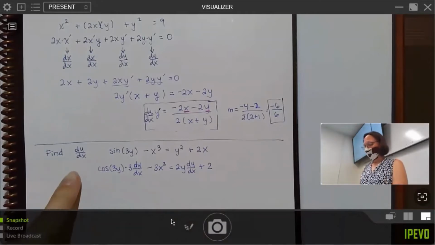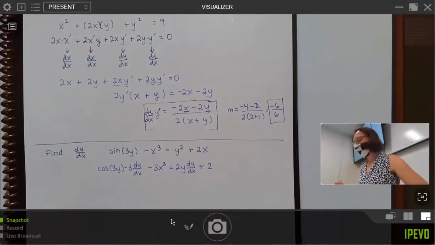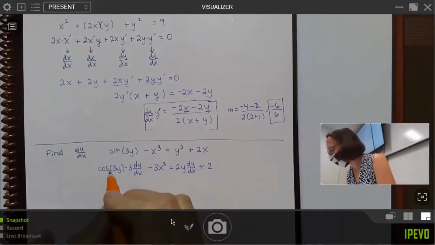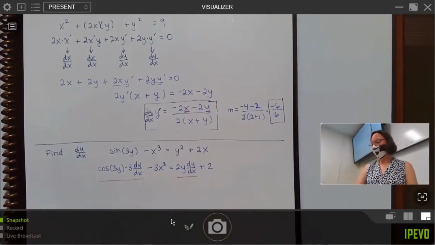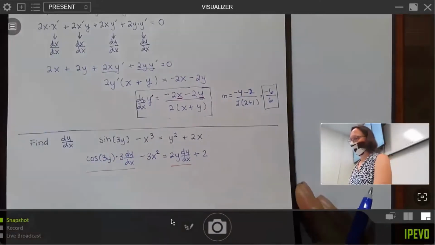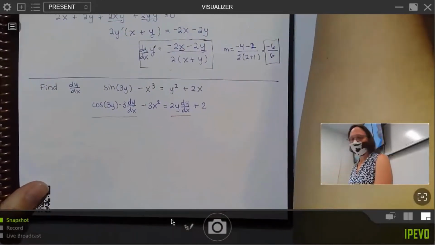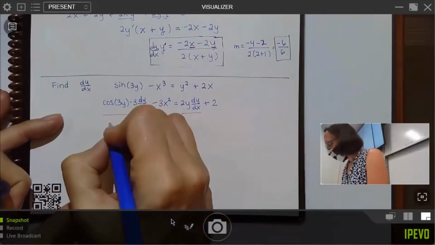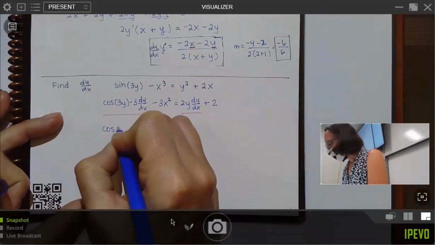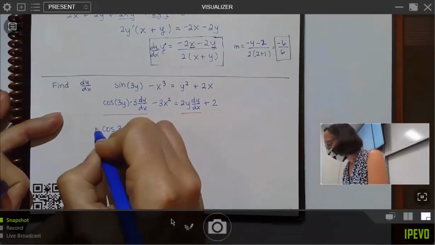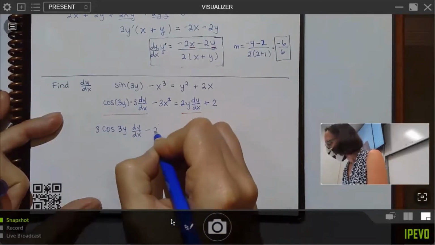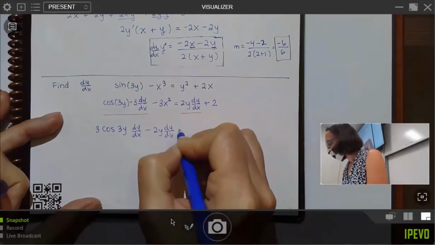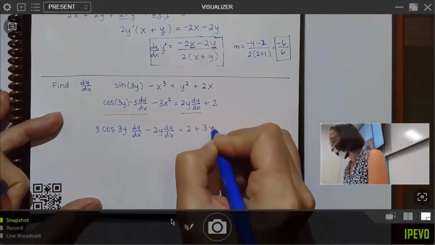Because here I'm looking for dy/dx, I kind of have to sift through all the garbage and say, okay, I've got 2 terms with dy/dx in them. I need those on the same side of the equal sign and everything else on the other side. So I'll have cosine 3y. I'm going to put that 3 over here just so I don't get confused. Minus 2y dy/dx is equal to 2 plus 3x squared.